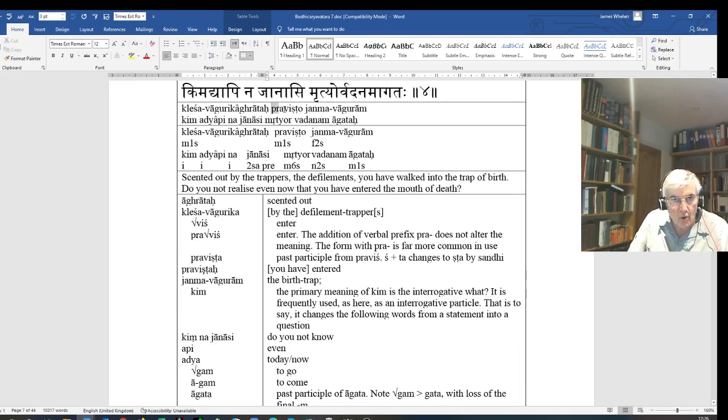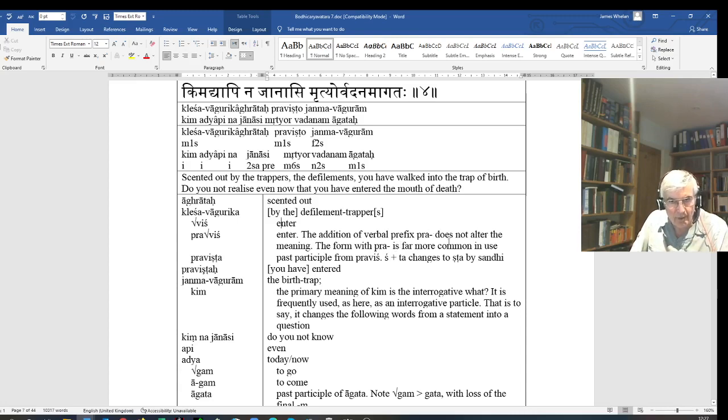The Pravishto, with Sandhi Pravishta, comes Pravishto in certain circumstances. Here it's Pravishto because it's followed by a voiced consonant, Pravishto Janmavaguram, but in its raw nominative form, a word freestanding, is Pravishta, you have entered. So before telling you what that Pravishta is, brackets you have entered, I break that down by explaining that the root, the root vish is enter, pravish with this verbal prefix pra. I've explained it doesn't actually alter the meaning.